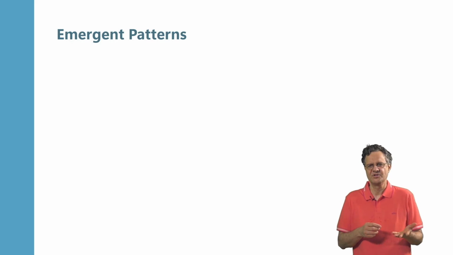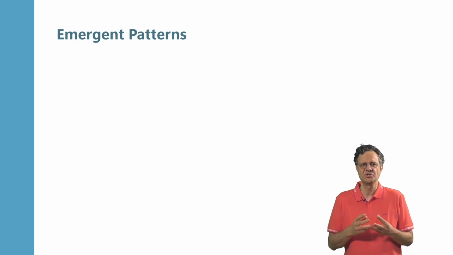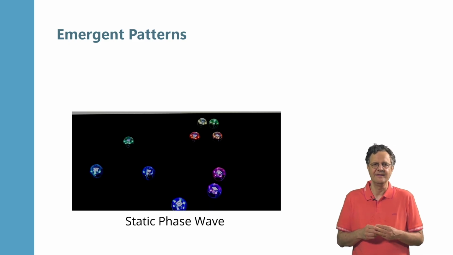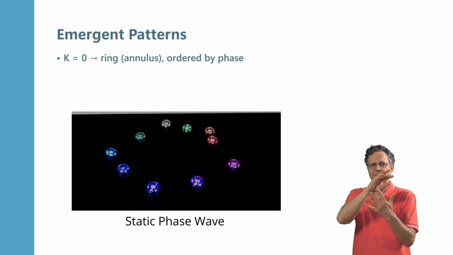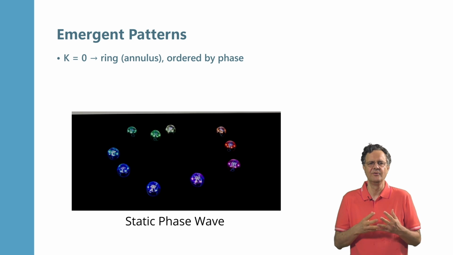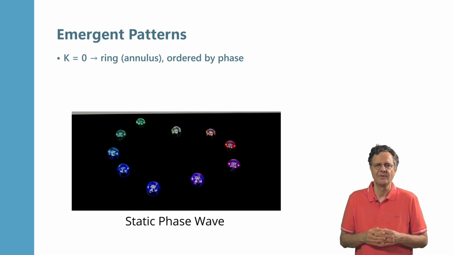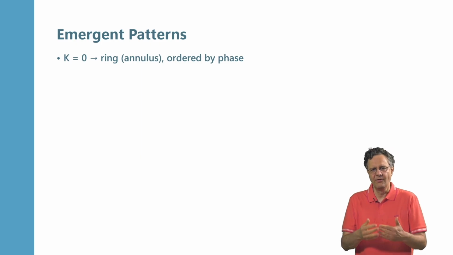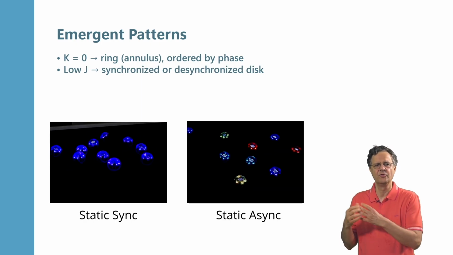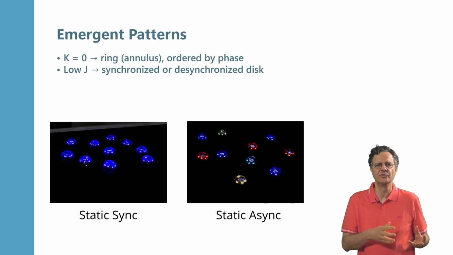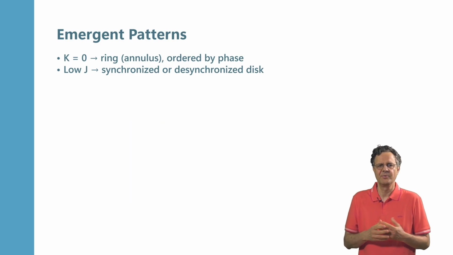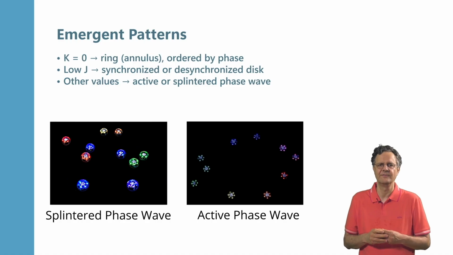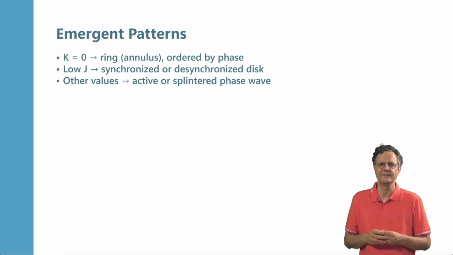So the two parameters J and K determine which of the 5 basic patterns we achieve. For example, if K equals 0, all nodes will arrange along a ring, an annulus, in an ordered way. Ordered means that they sort according to their phase. If we have a low value of J, we either have all nodes synchronize on the disk or desynchronize on the disk. And for other parameters, we get an active phase wave or a splintered phase wave. These are the 5 basic patterns.